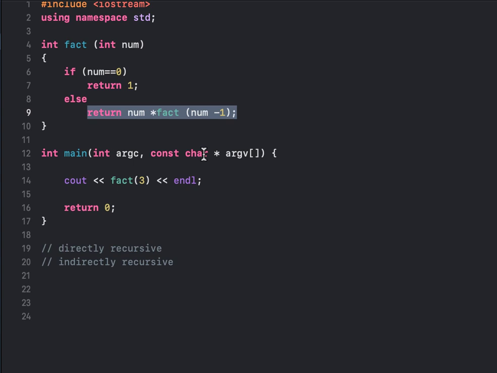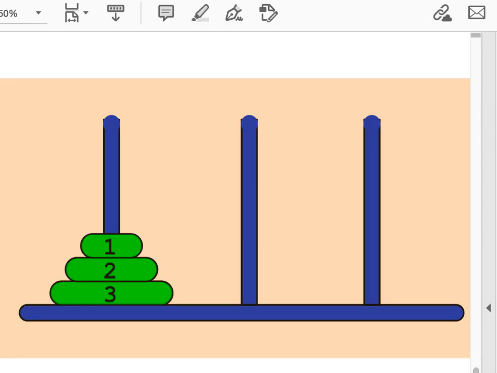Recursive functions or algorithms must be carefully designed and analyzed. You must make sure that every recursive call eventually reduces to a base call. Okay, now let's look at an example. This is a Tower of Hanoi example.